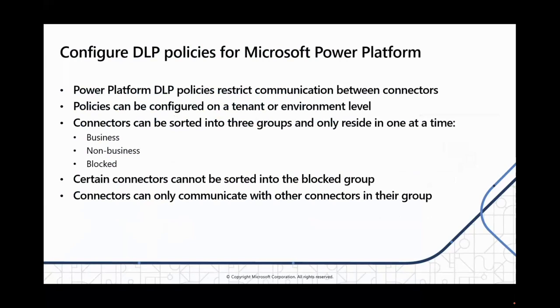It's important to mention that certain connectors cannot be sorted into the blocked group. So connectors can only communicate with other connectors in their own group, right? But this is more focused if you are a developer and you want to work with these data loss prevention policies. So that's why this is just a general overview of how this works and how to implement it.